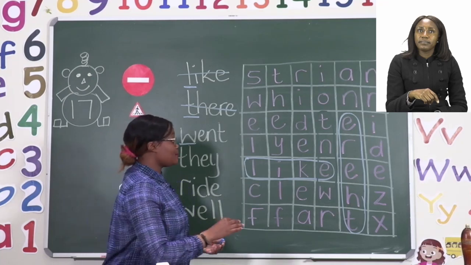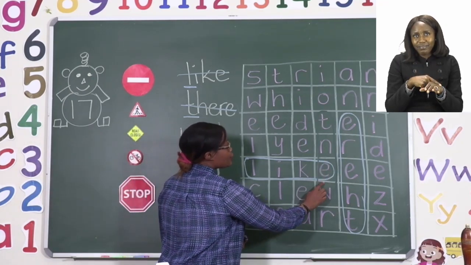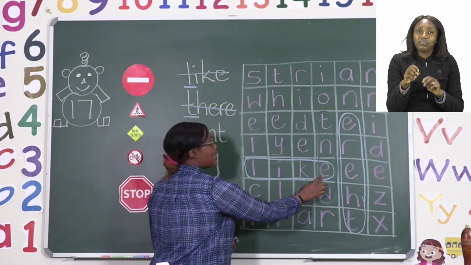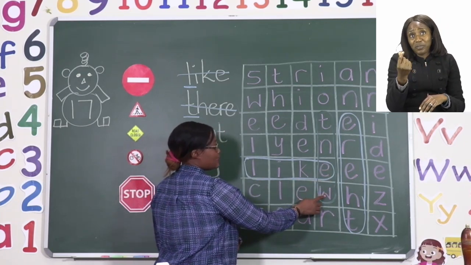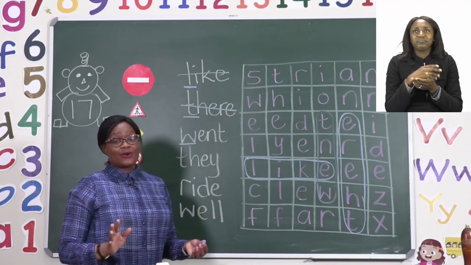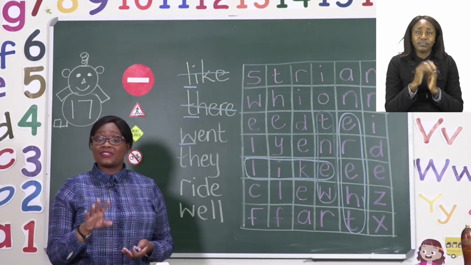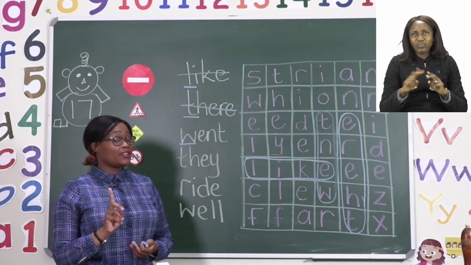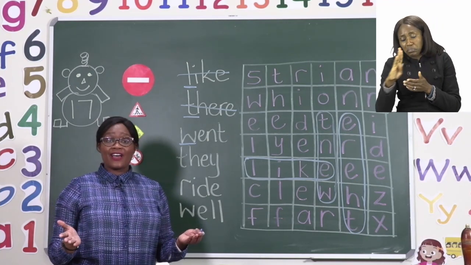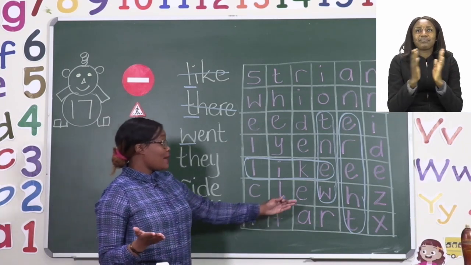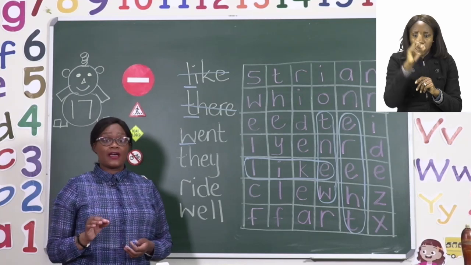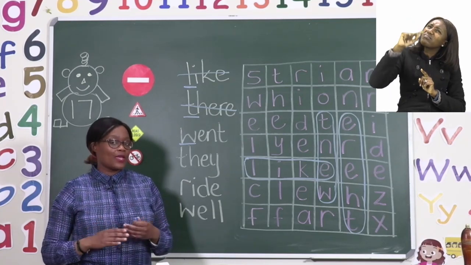Remember also, sometimes a letter can be shared with two words. This letter E is being shared with the word like. And then this letter E is also being shared with the word went. So I encourage you to try and do your word search with different colors. That way you won't get confused if you have certain letters sharing with others. So take your time, boys and girls. Remember, some of our words might be reversed. So if you can't find a word the first time, try and look for it the other way around.